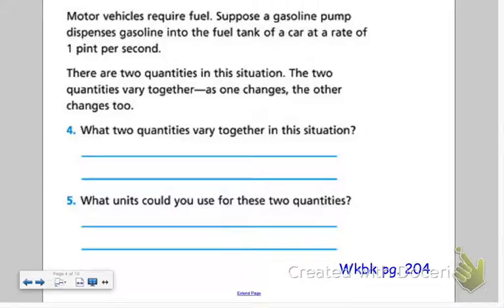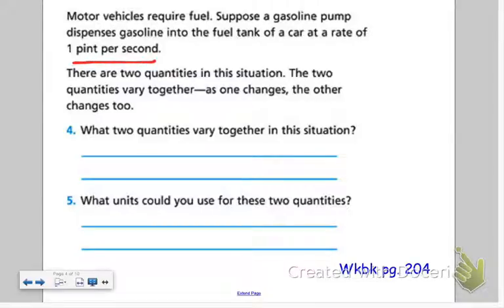Now, looking at page 204, motor vehicles require fuel. Obviously, you need gas to get your car to go. Suppose a gasoline pump dispenses gasoline into the fuel tank of a car at a rate of 1 pint per second. So we've got a unit rate here, 1 pint per second, 1 pint in 1 second.